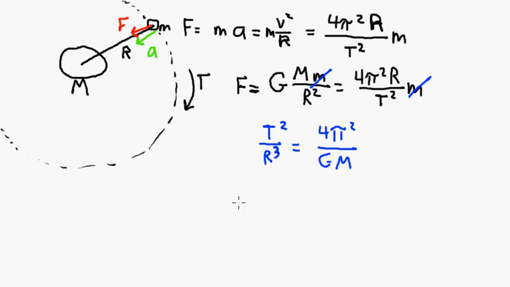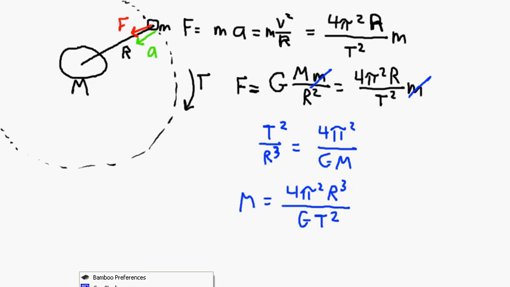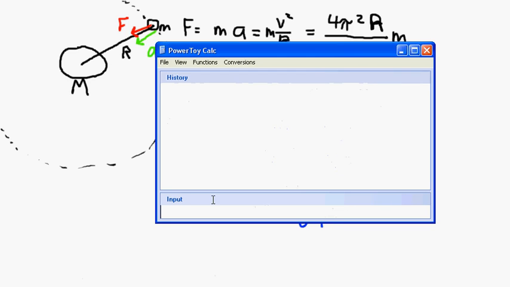So if we want to find M by itself, because that's what we're trying to find, the mass of the big asteroid, it is 4 pi squared r cubed over G t squared. That's M. So let's plug that into our little calculator.